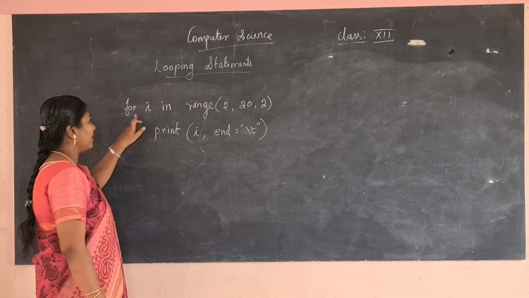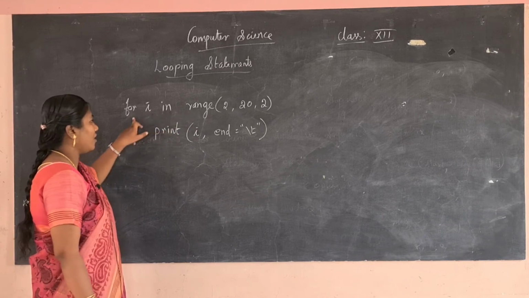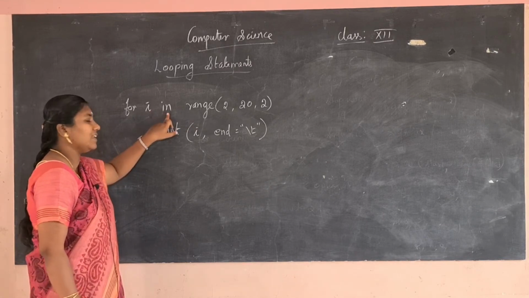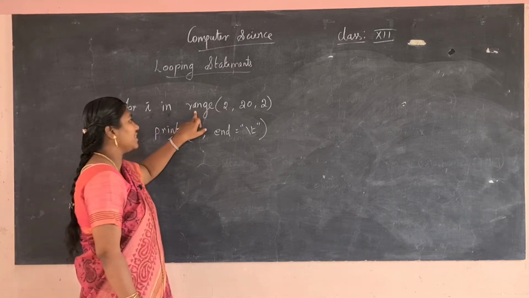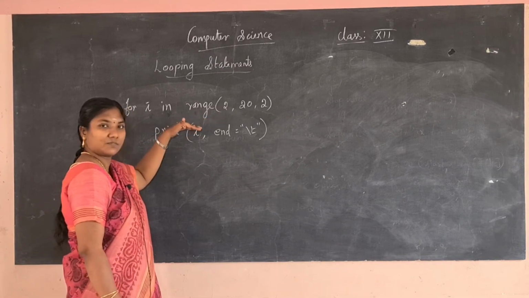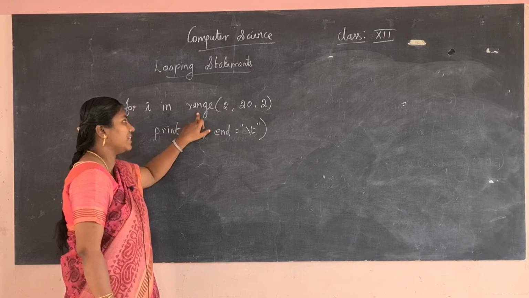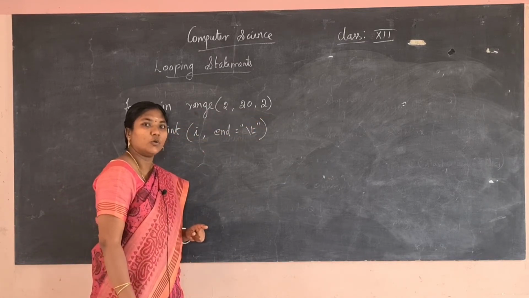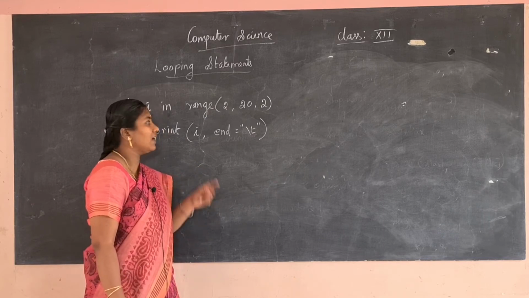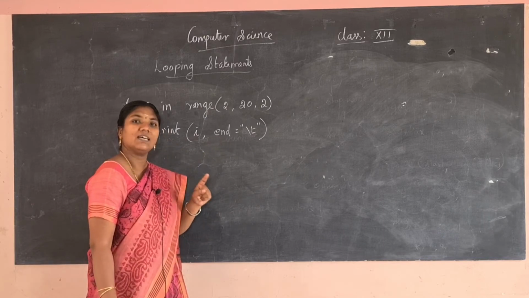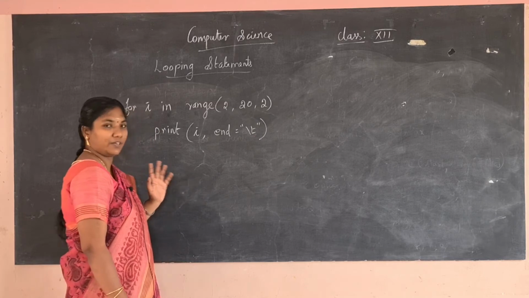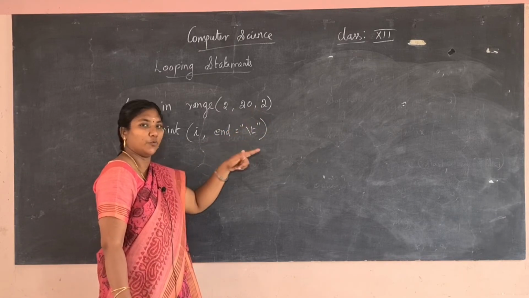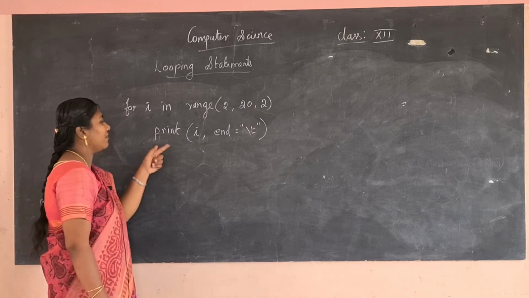For the counter variable, the variable I have used here is i, and in is the keyword. In the sequence part, I have to give the range function. So in range I have given 3 values: start value 2, stop value 20, and then the value 2 is the increment or decrement. Here the 2 is given as a positive value, so it will be incremented by 2.